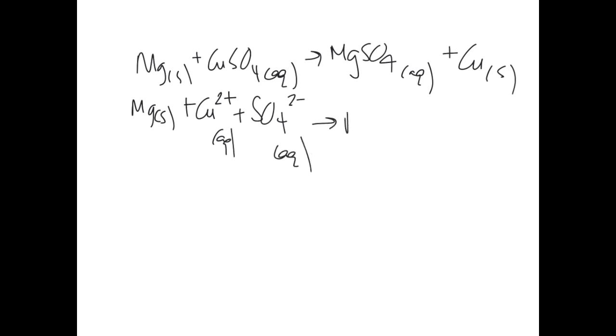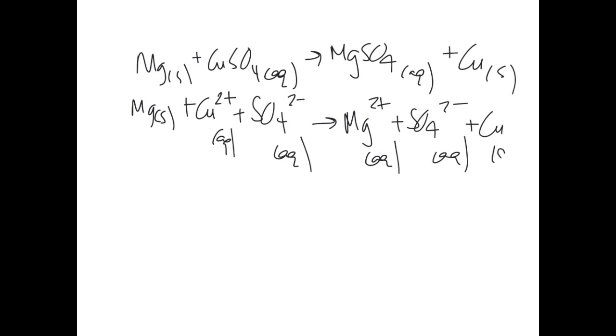otherwise you can't even hope to draw these. Mg is in group 2, so it's 2+. Sulfate, SO4 2- again, and then copper is solid, so we're going to keep it as it is. Look for the ion which remains the same on both sides. This is called a spectator ion, so we're going to cross out the SO4 2-, and now draw your ionic equations showing your magnesium and your copper separately.